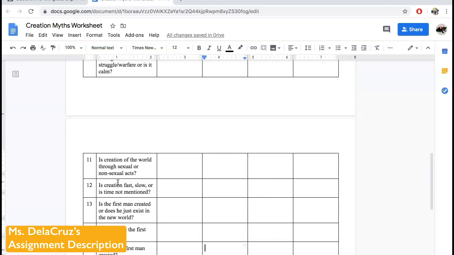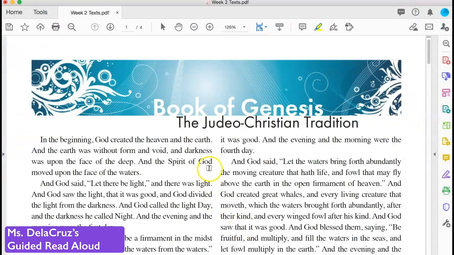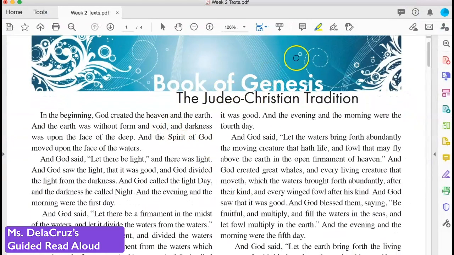And this is the Creation Myths worksheet that you're going to fill out accompanying those myths. I'm going to go ahead and read you all the first myth about the creation in the book of Genesis. We're going to highlight as we go, annotating for any key ideas.